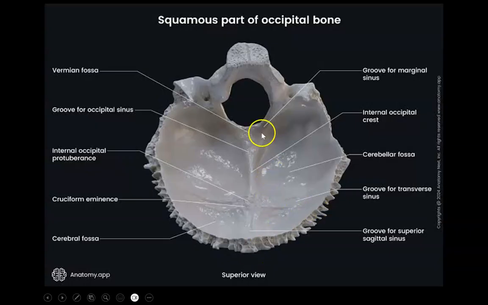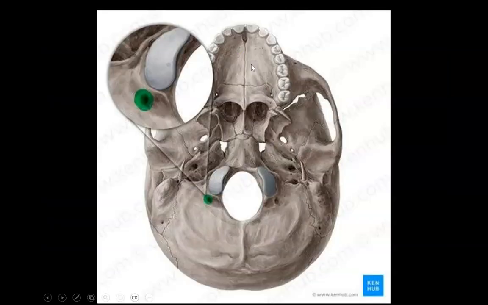From inside, this is the squamous part of the occipital bone. On either side anteriorly, lateral to the foramen magnum is the condylar part, and this is the basal part. Again, squamous, condylar, basal. This is the junction between the basi-occiput with the basi-sphenoid forming the clivus. Upper part of the clivus is from the sphenoid bone, lower part is from the occipital bone.